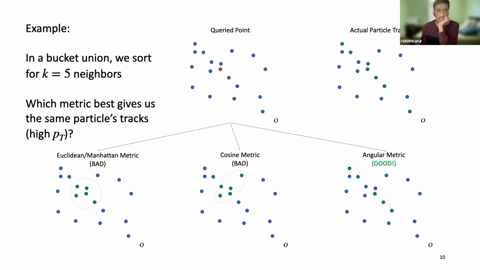So here's just a diagram with a hypothetical high PT track given at the top, and at the bottom is basically how different metrics would result in different nearest neighbors being picked out for the query point. As we can see, the angular metric would pick out the track, whereas the other metrics would struggle a bit.